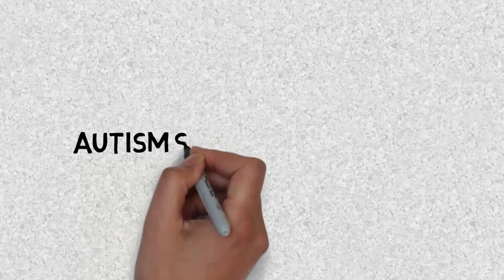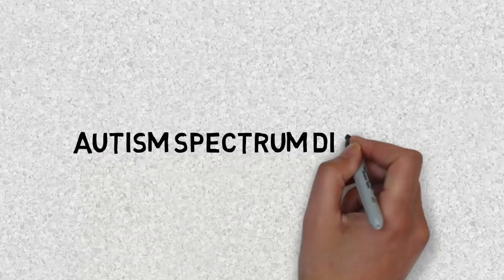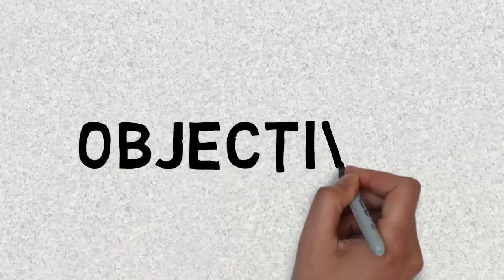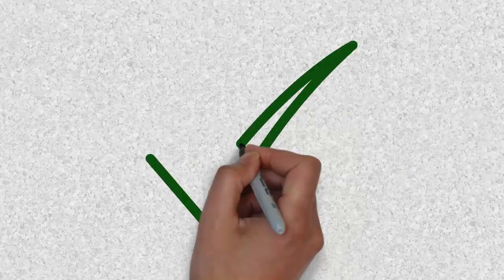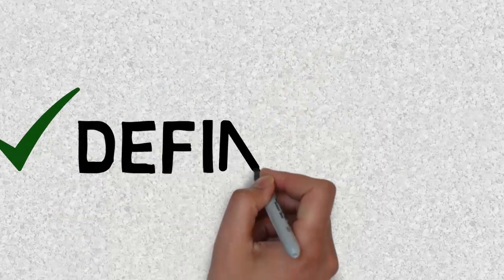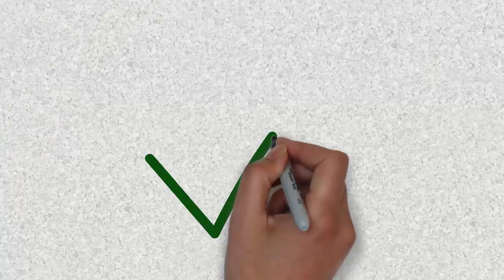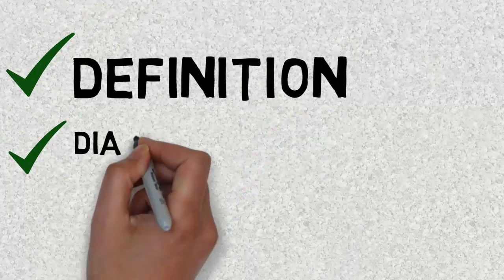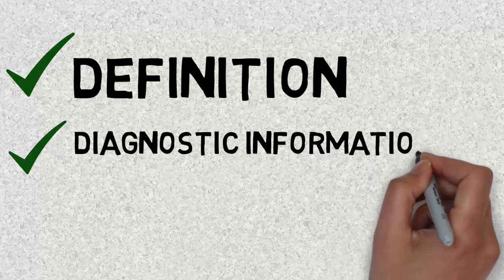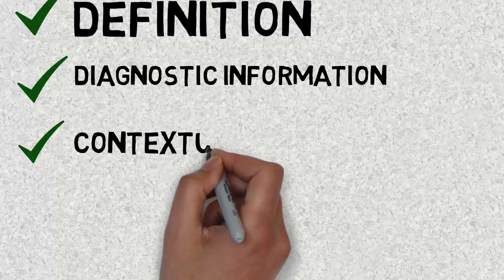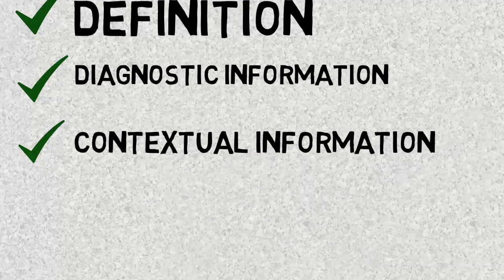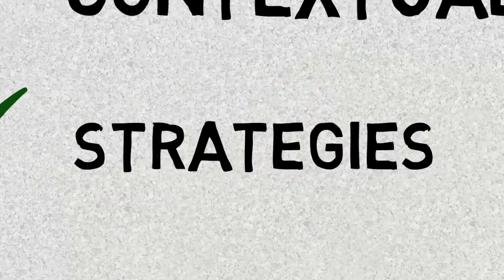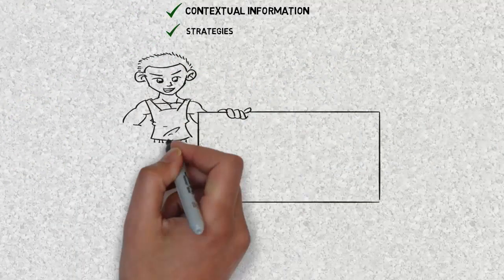Today we are going to discuss a developmental disorder that is named autism spectrum disorder. The objectives of today's presentation might include, number one, the definition of autism spectrum disorder; number two, diagnostic information regarding this disorder; and number three, contextual information regarding this disorder. And in the end, we will discuss some strategies to cope with the disorder. Let's start from the definition.